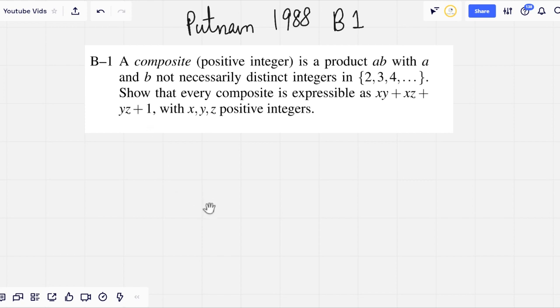Hi, today we're going to be going over B1 of Putnam 1988. This is widely regarded as the easiest problem on the easiest Putnam. The median score for this year's Putnam was 16 out of 120, which is much higher than the average median score of 0, 1, or 2.